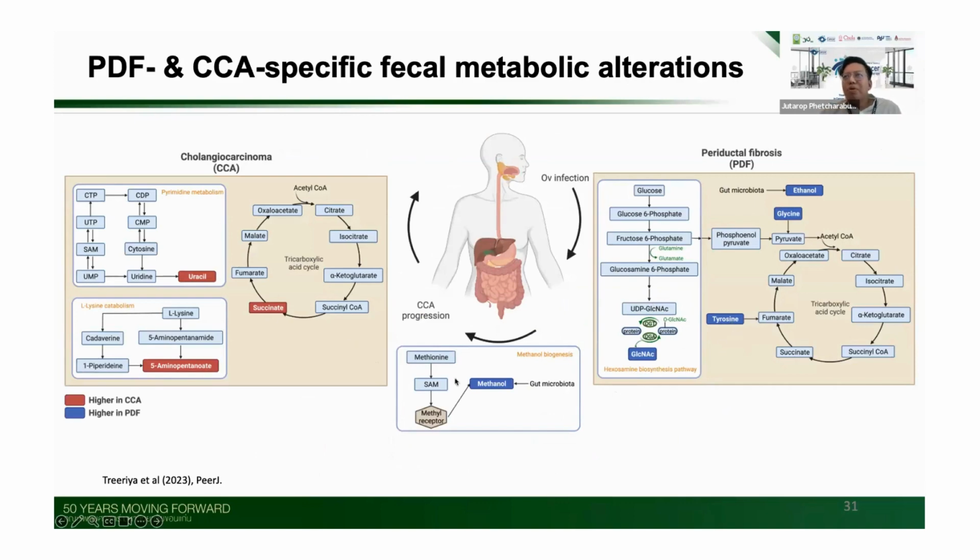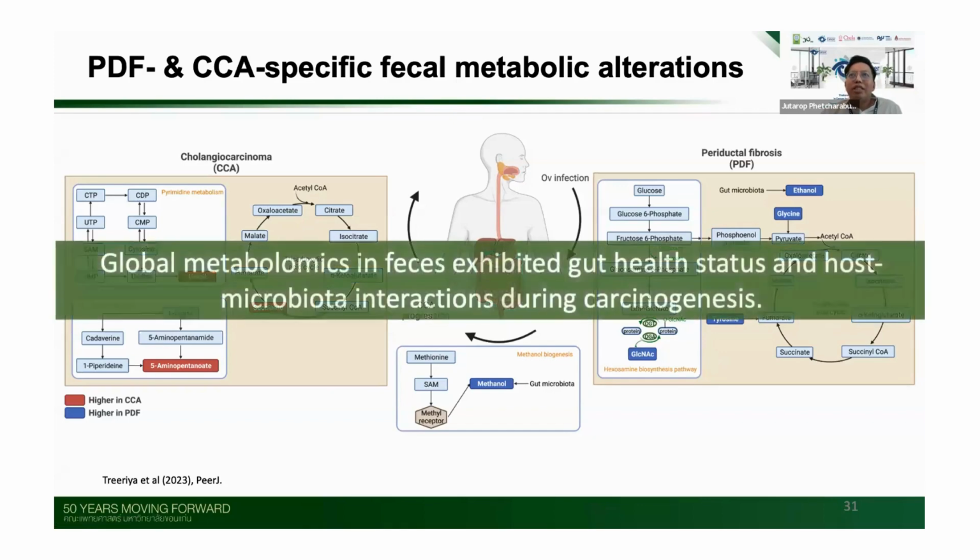So, for example, we can see that the host microbial co-metabolites occur in higher, increasing concentrations, ranging from normal to PDF to CCA. And some of these metabolites have been particularly generated by the proteobacteria, or the gram-negative bacteria. And from this study, we showed that the global metabolomics in feces exhibited gut health status and host microbiota interactions during carcinogenesis. And some other inflammatory metabolites are also increased in the PDF and CCA as well.